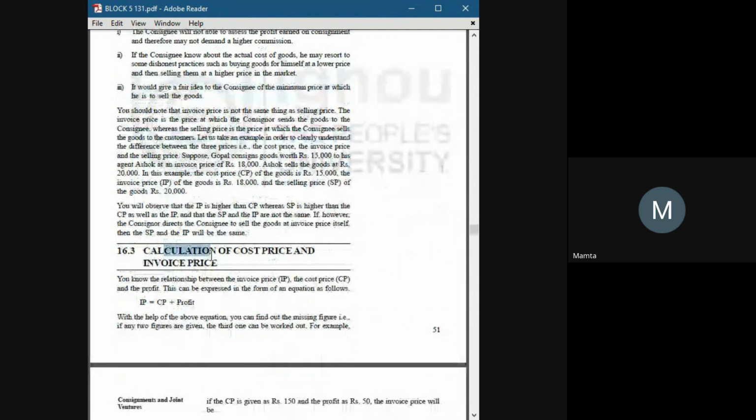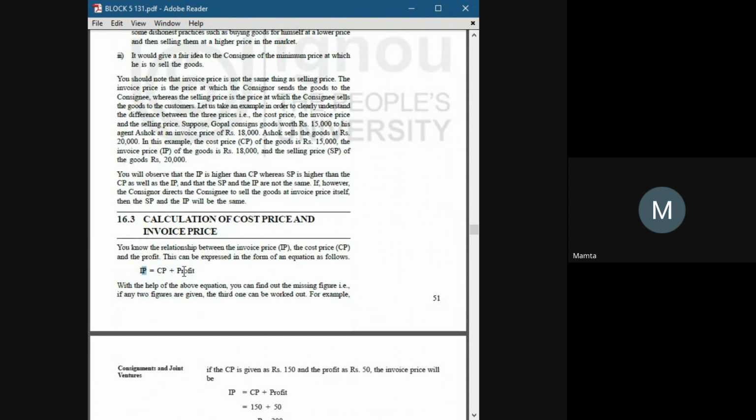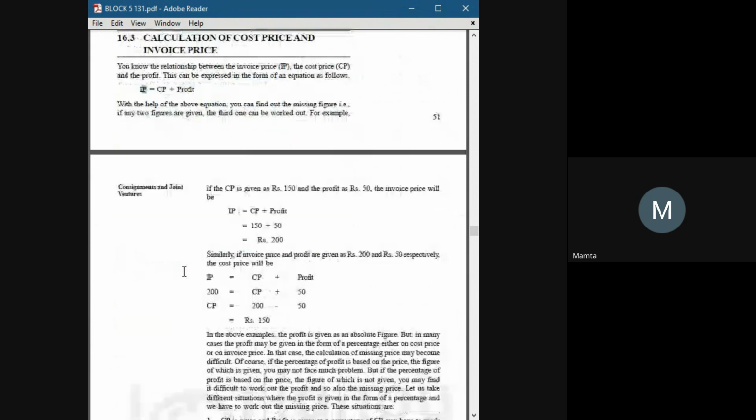Calculation of cost price and invoice price. The margin I was talking about is known as profit. Invoice price includes both cost price and that margin, which is known as profit. CP plus profit is equal to invoice price. That is also known as loading, as we have learned in the previous classes.